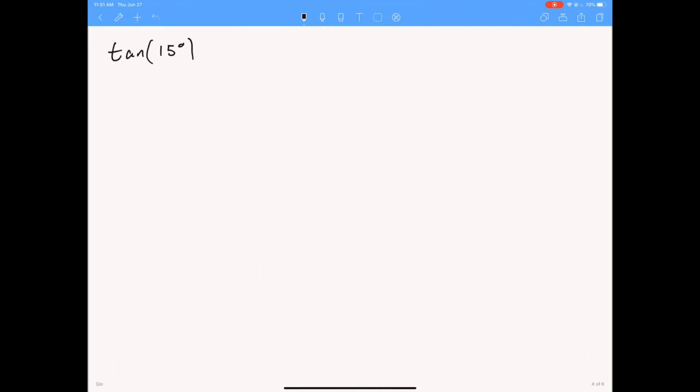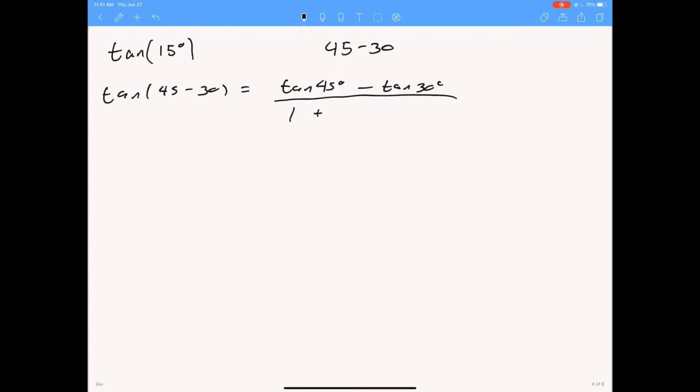So let's try something like tangent of 15 degrees. Now we actually already know that 15 can be rewritten as 45 minus 30. So let's go on with that. So tangent of 45 minus 30 will be tangent of 45 minus tangent of 30 over 1 plus tangent of 45 and tangent of 30.